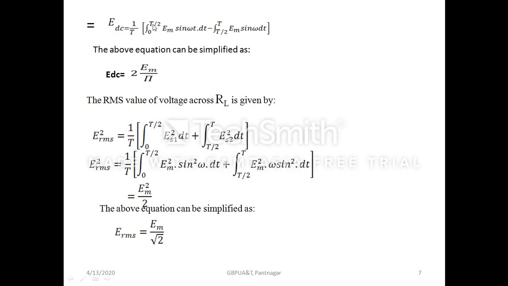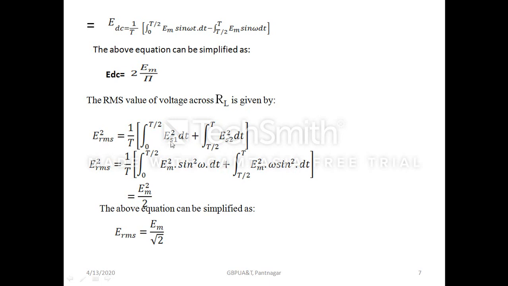So here we replace the value of ES1 and ES2 with the instantaneous values of the sinusoidal equation, and then we integrate from 0 to T by 2 and T by 2 to T instants. After simplifying this equation, we will obtain the value of EDC as 2 Em upon pi, where Em is the maximum value of the voltage waveform.